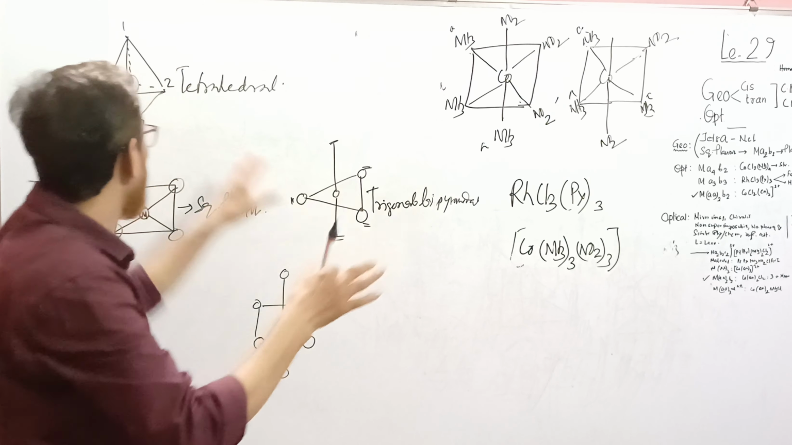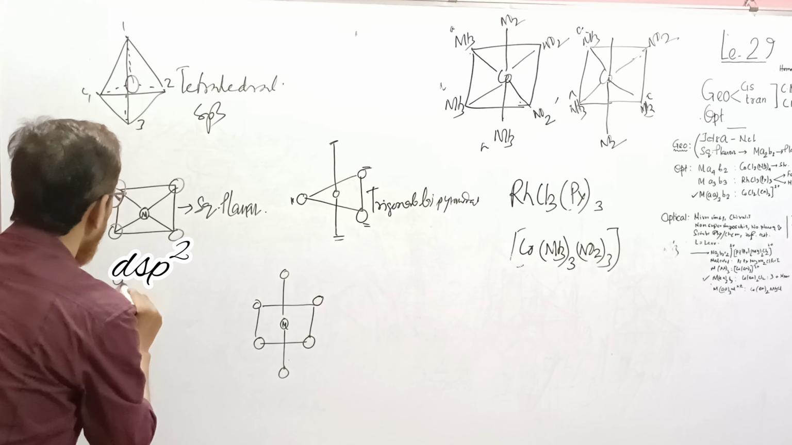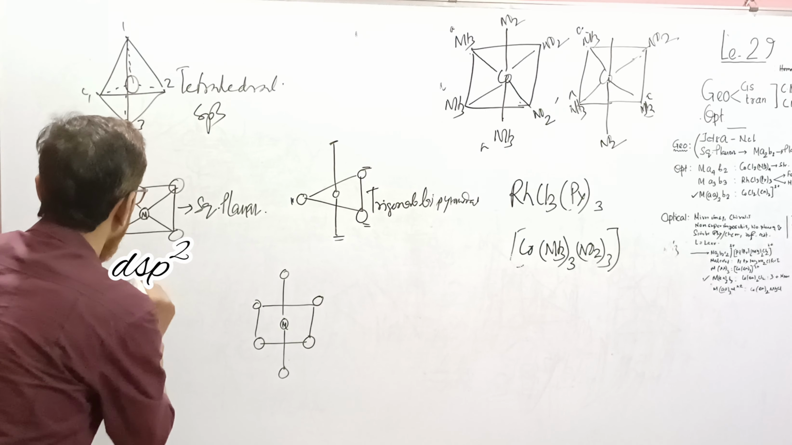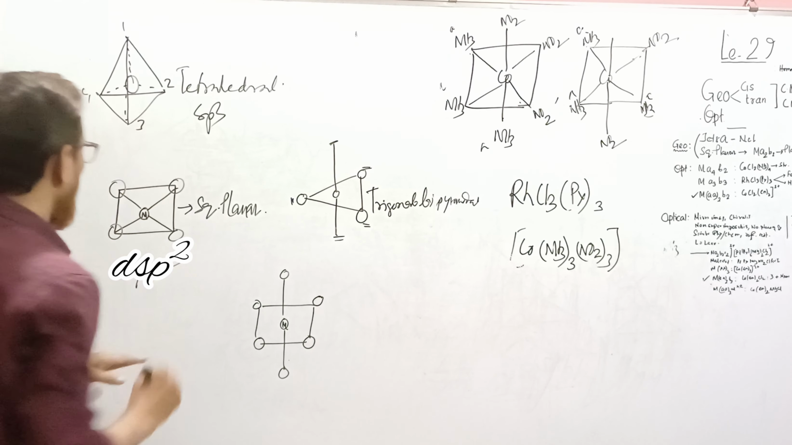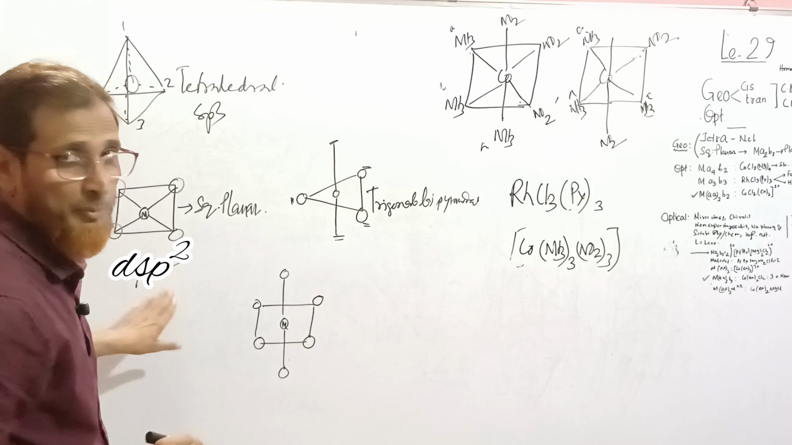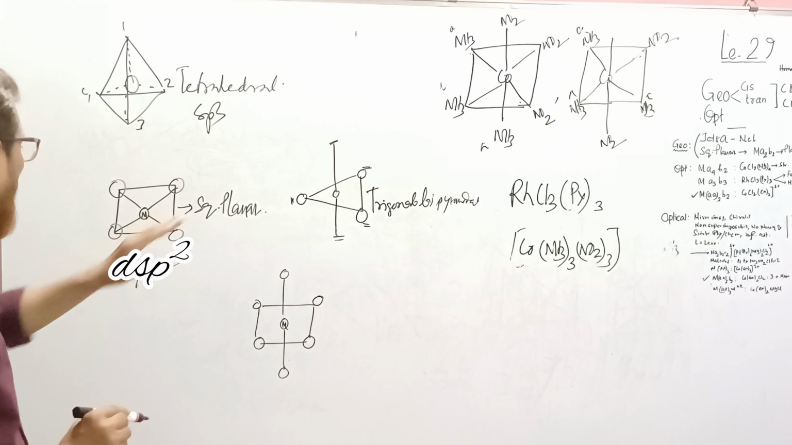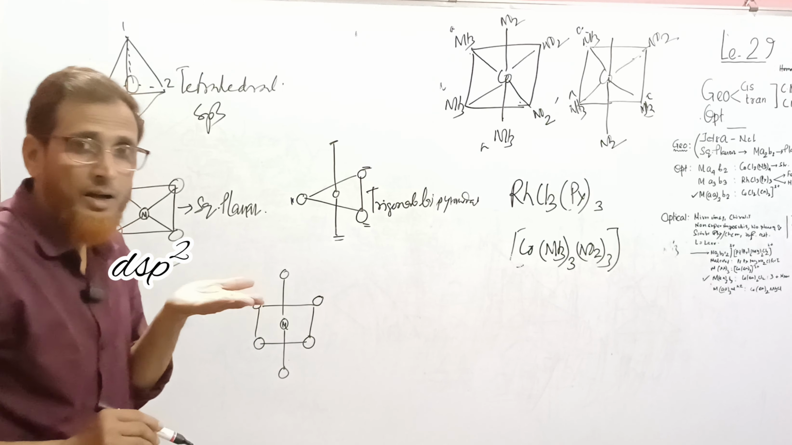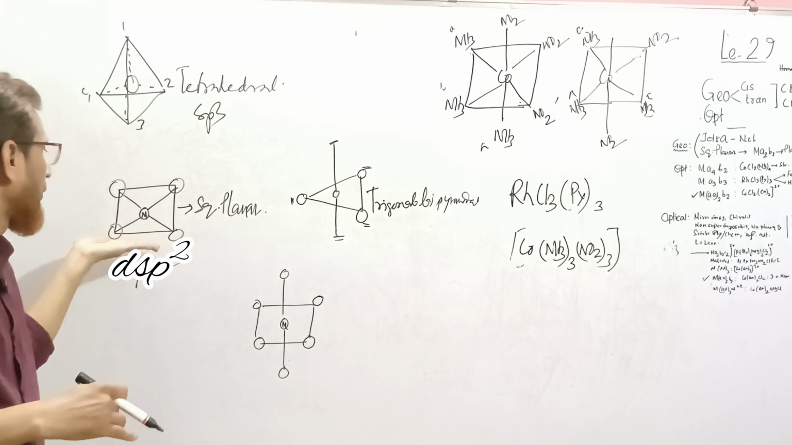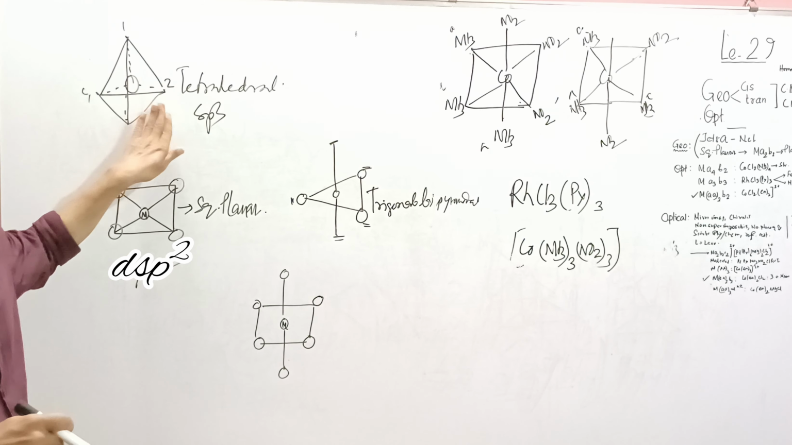Its hybridization is sp3 and dsp2, where a d orbital is involved. Why is it called square planar? Because here the four ligands are in the same plane. Here 1 2 3 4, and at the center is metal. So in the same plane, four ligands, square planar, not like this. Here there are two planes.